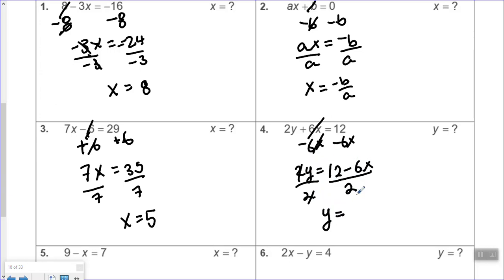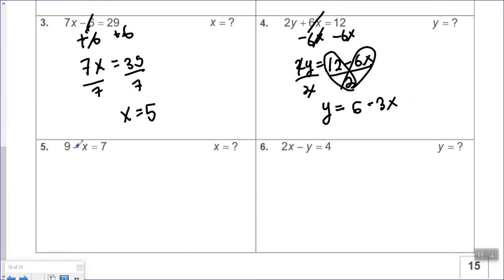Now you are gonna divide each term in the numerator by 2. So 12 divided by 2 is 6. And 6 divided by 2 is 3. So y equals 6 minus 3x.